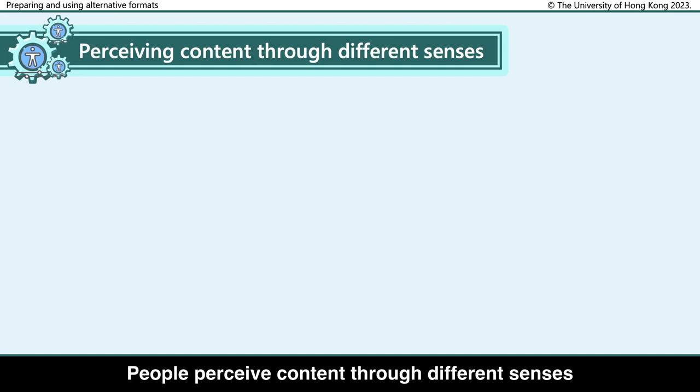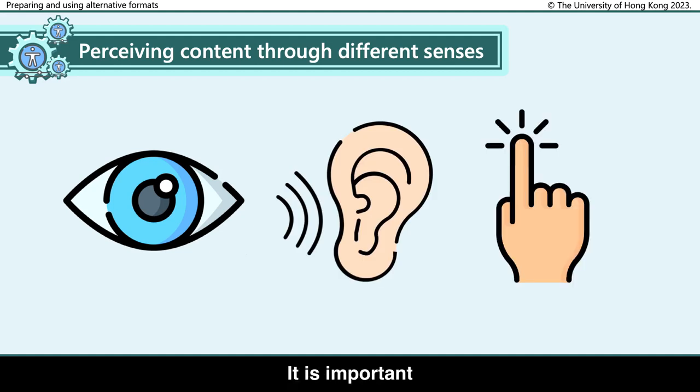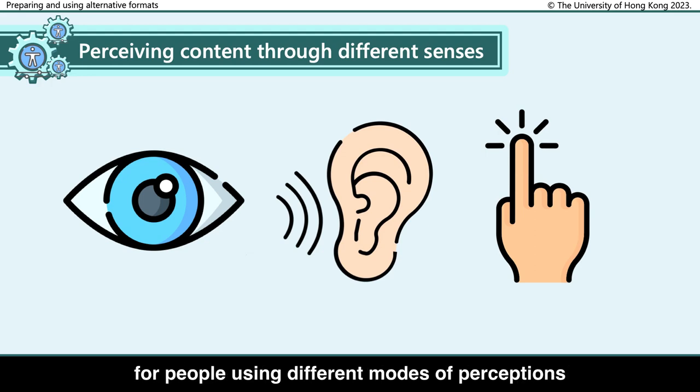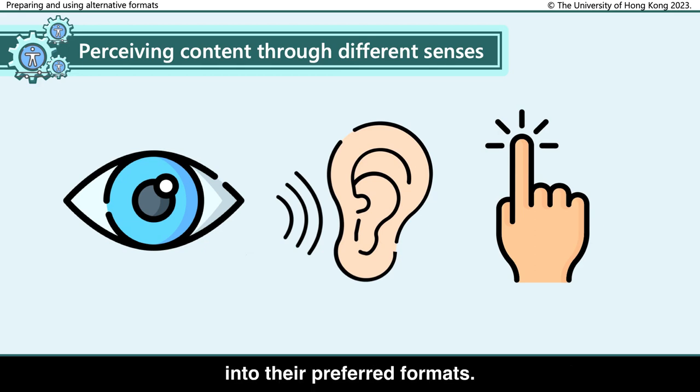People perceive content through different senses, depending on their needs and preferences, such as seeing, hearing, and/or touching. It is important to make the teaching and learning materials accessible for people using different modes of perception, and users can readily and flexibly convert the materials into their preferred formats.